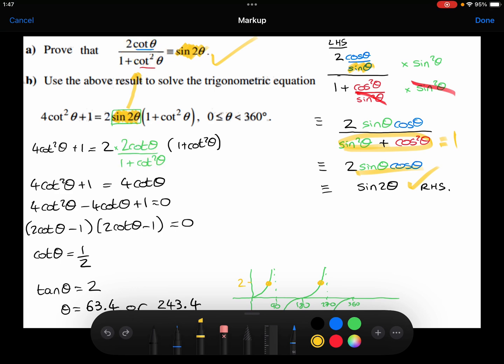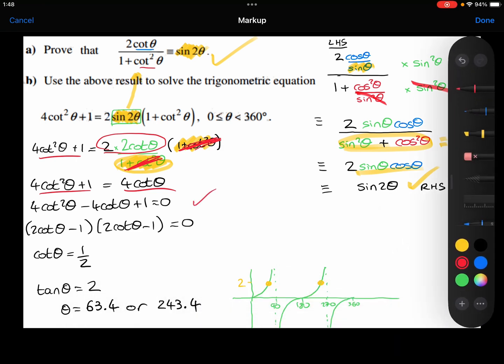One of the reasons why I did that is I could see that when I was going to times this 1 plus cot squared by the 1 plus cot squared from here, they're going to cancel out. So that's my next step. This cancels with this, and we get left with 4 cot squared theta plus 1 is equal to 2 lots of 2 cot theta, which is 4 cot theta.